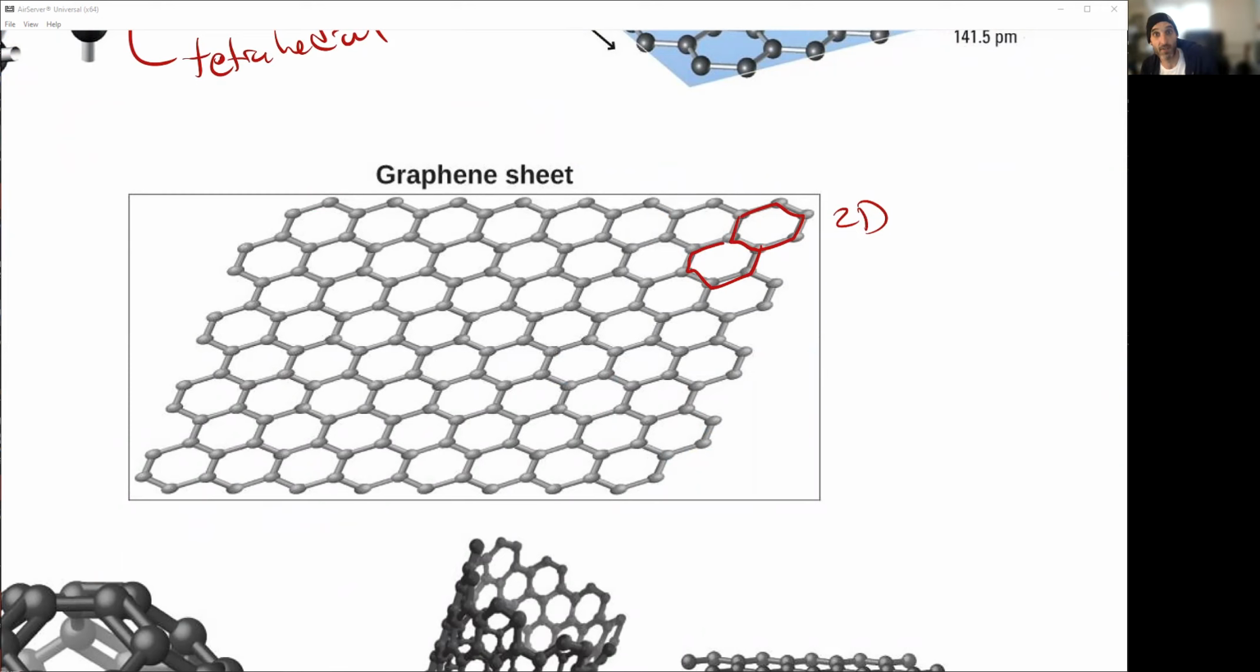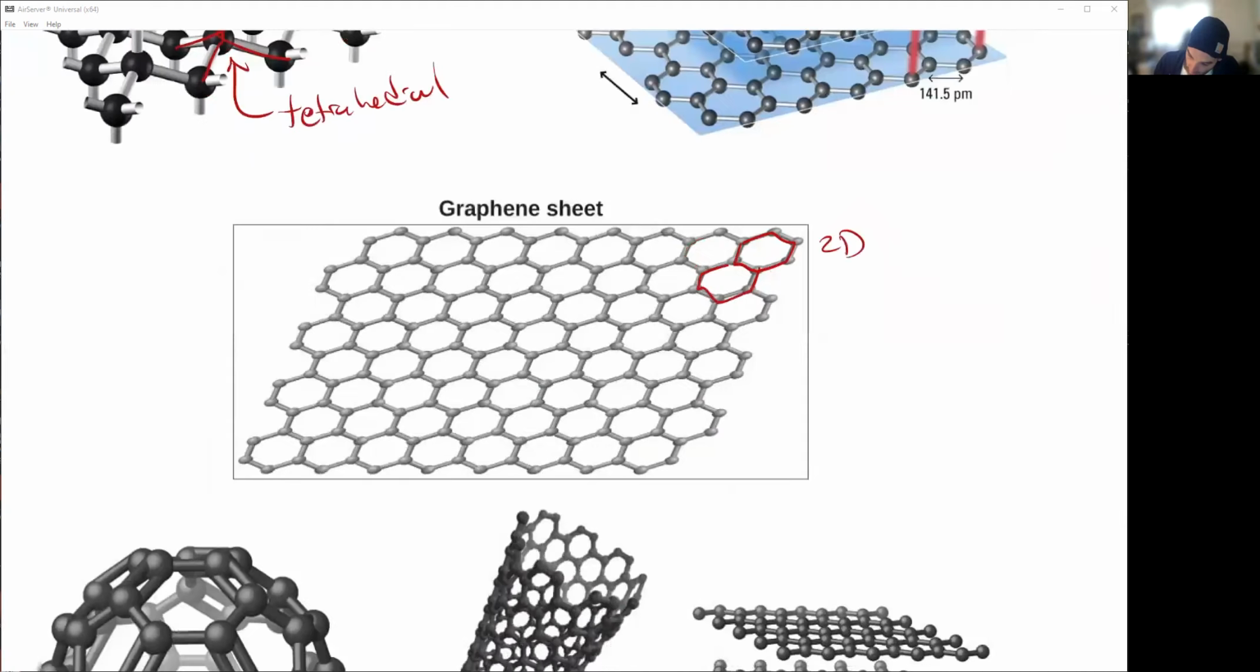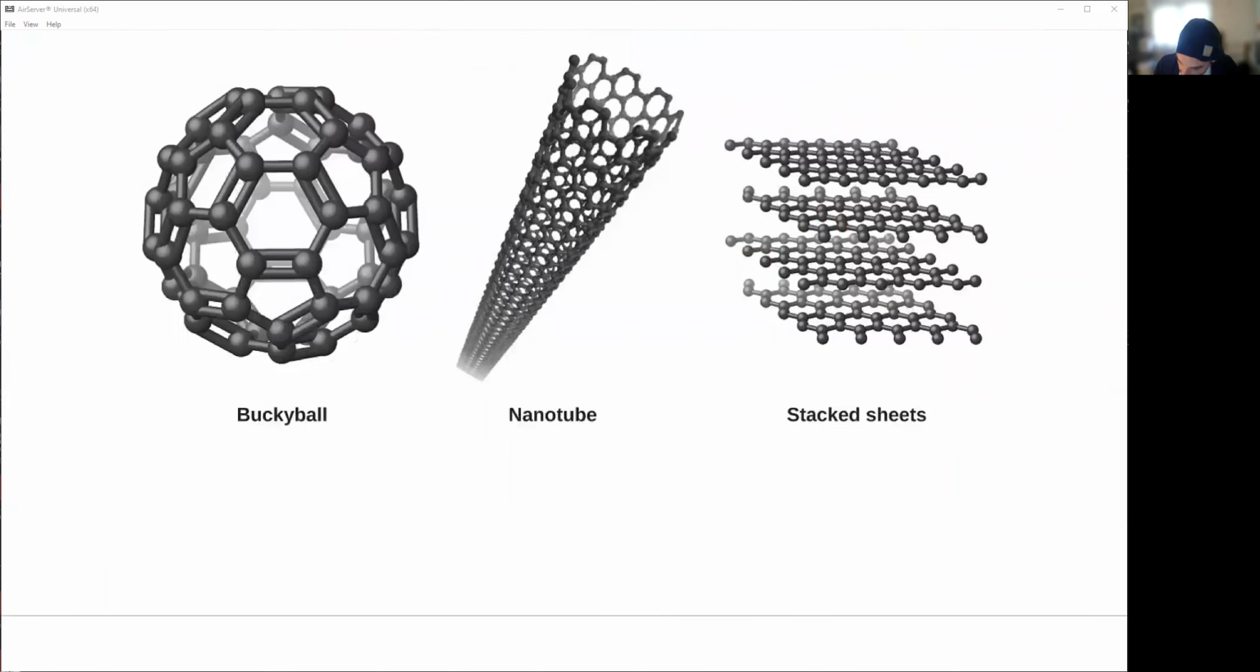In fact, how you make graphene is you take double-sided tape or tape, you attach it to graphite and you rip it off, and you have pulled off an entire layer of graphite. You now have graphene. And there are other types. So here we have a buckyball. A buckyball is C60 notoriously.